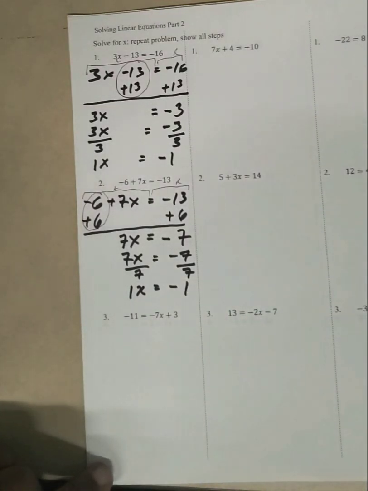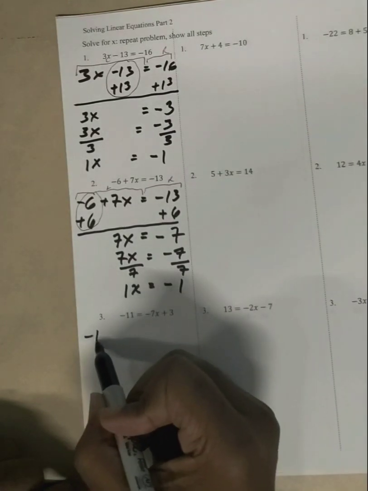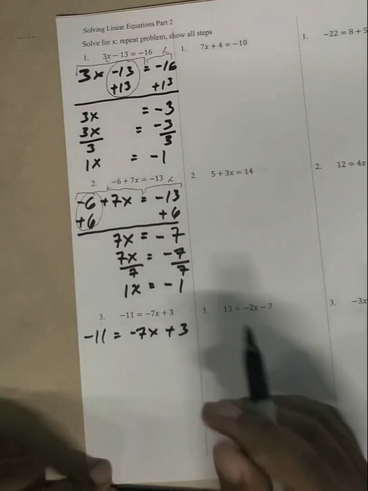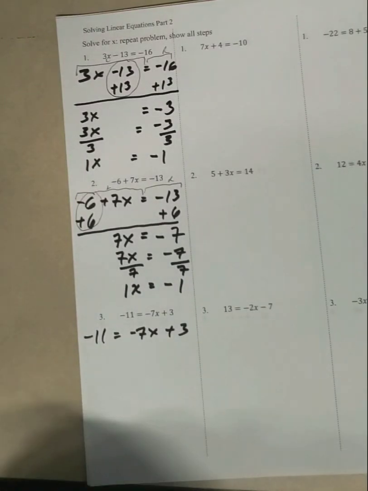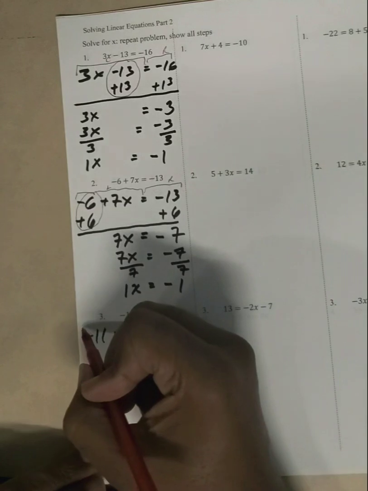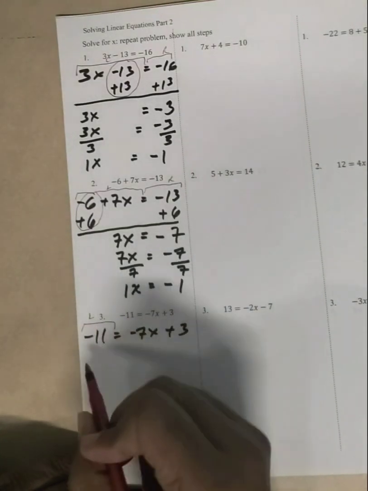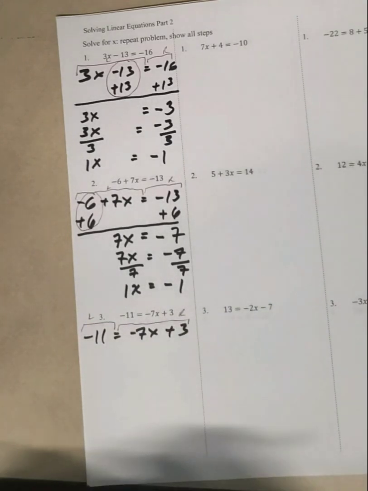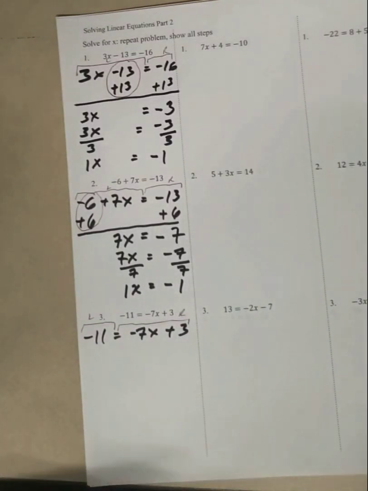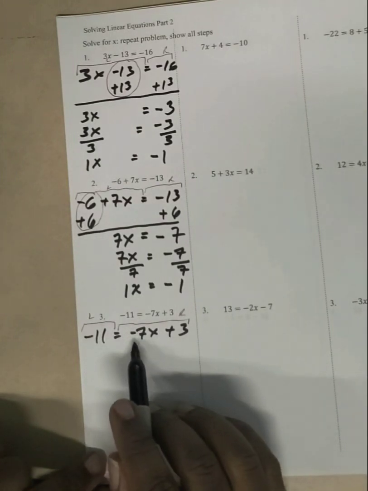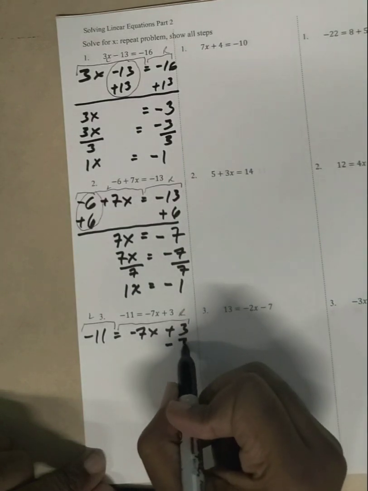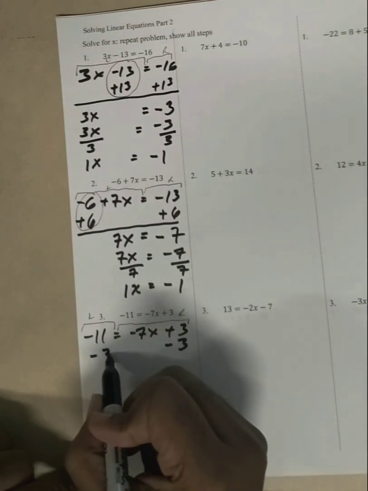Number 3. We have negative 11 equals negative 7x plus 3. Now, the left side this time is a negative 11, whereas the right side is the negative 7x plus 3. So this is a right side problem. So we want to remove the multiplying negative 7 and the adding positive 3. So first we'll start off with the adding 3 by using the subtracting 3. What we do on one side, we do on the other. So that's another subtracting 3.